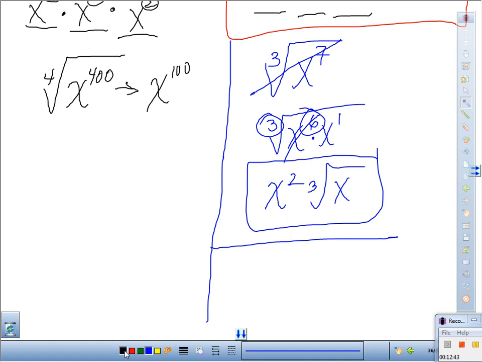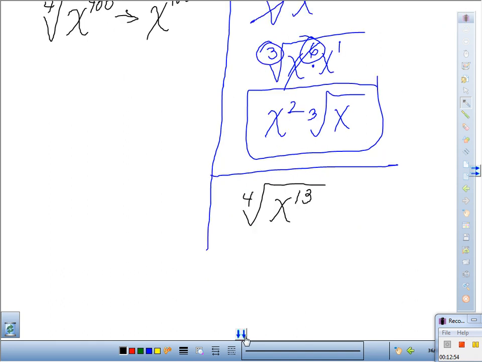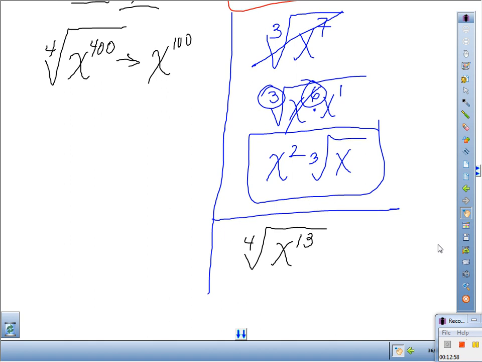And as you're doing that one, I'm going to give you one more. Fourth root of x to the 13. See what you do. Keep it to yourself. Let people struggle a little bit with it and see what they get.